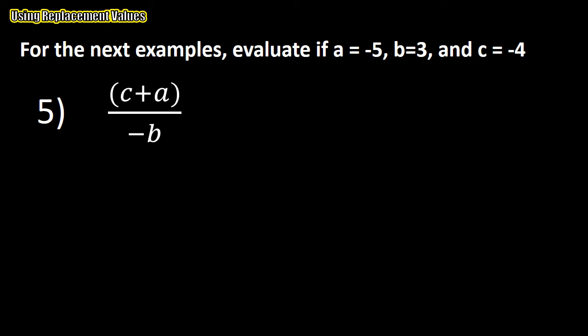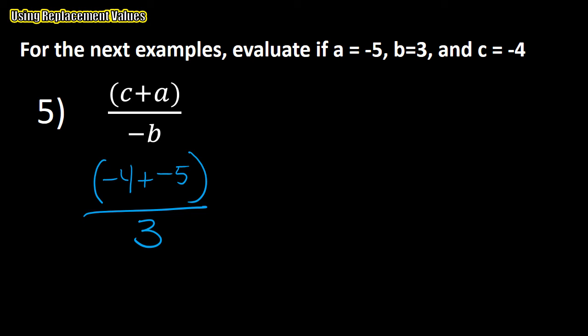So number 5 here might look a little tricky, but guess what? You're going to do everything one step at a time anyway, and you'll be in good shape. So in the parentheses in the numerator, I have C is worth negative 4, A is worth negative 5, and that is all over 3. So I set that up. Let's go ahead and figure that out now.